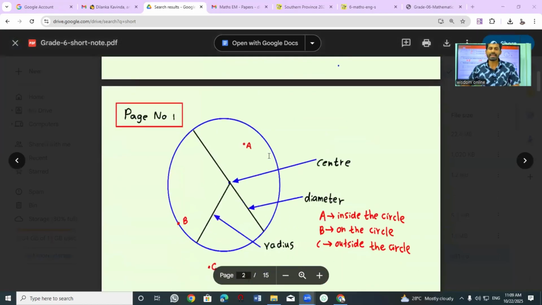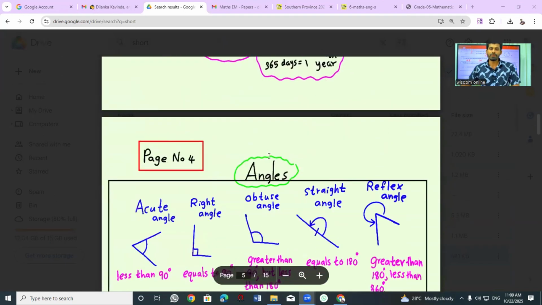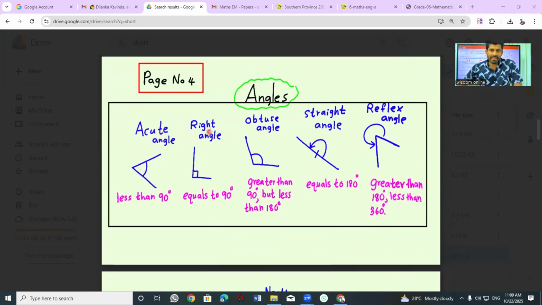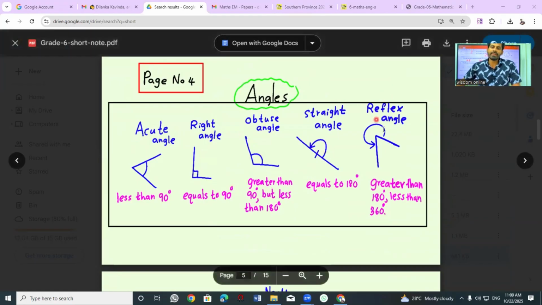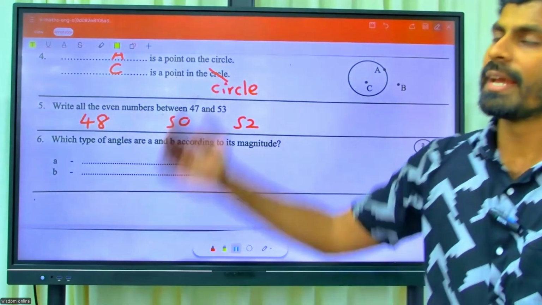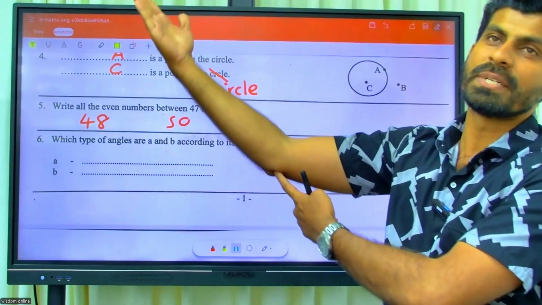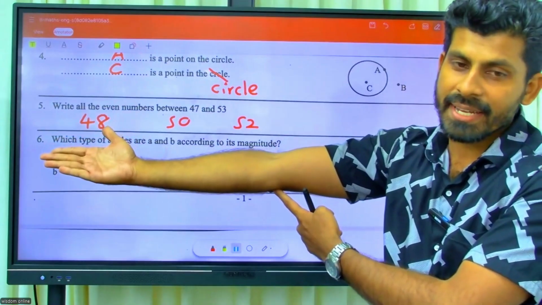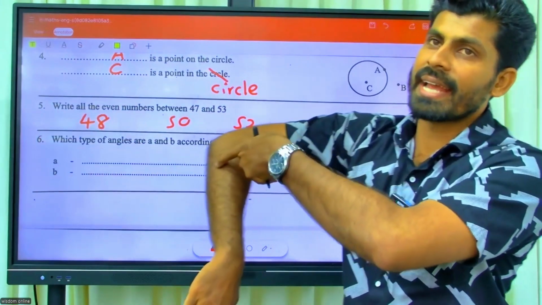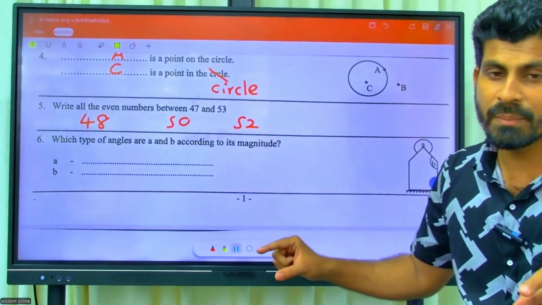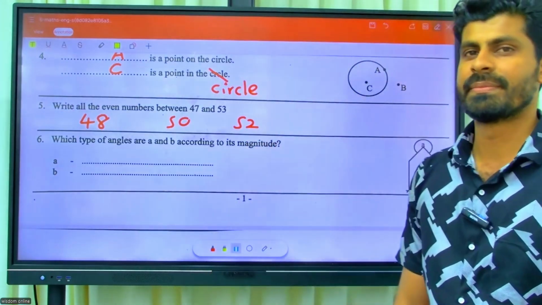Circle, place value, units, angles. So how many angles are there? 5 angles: acute angle, right angle, obtuse angle, straight angle, reflex angle. Right angle means 90 degrees. Straight angle means 180 degrees.